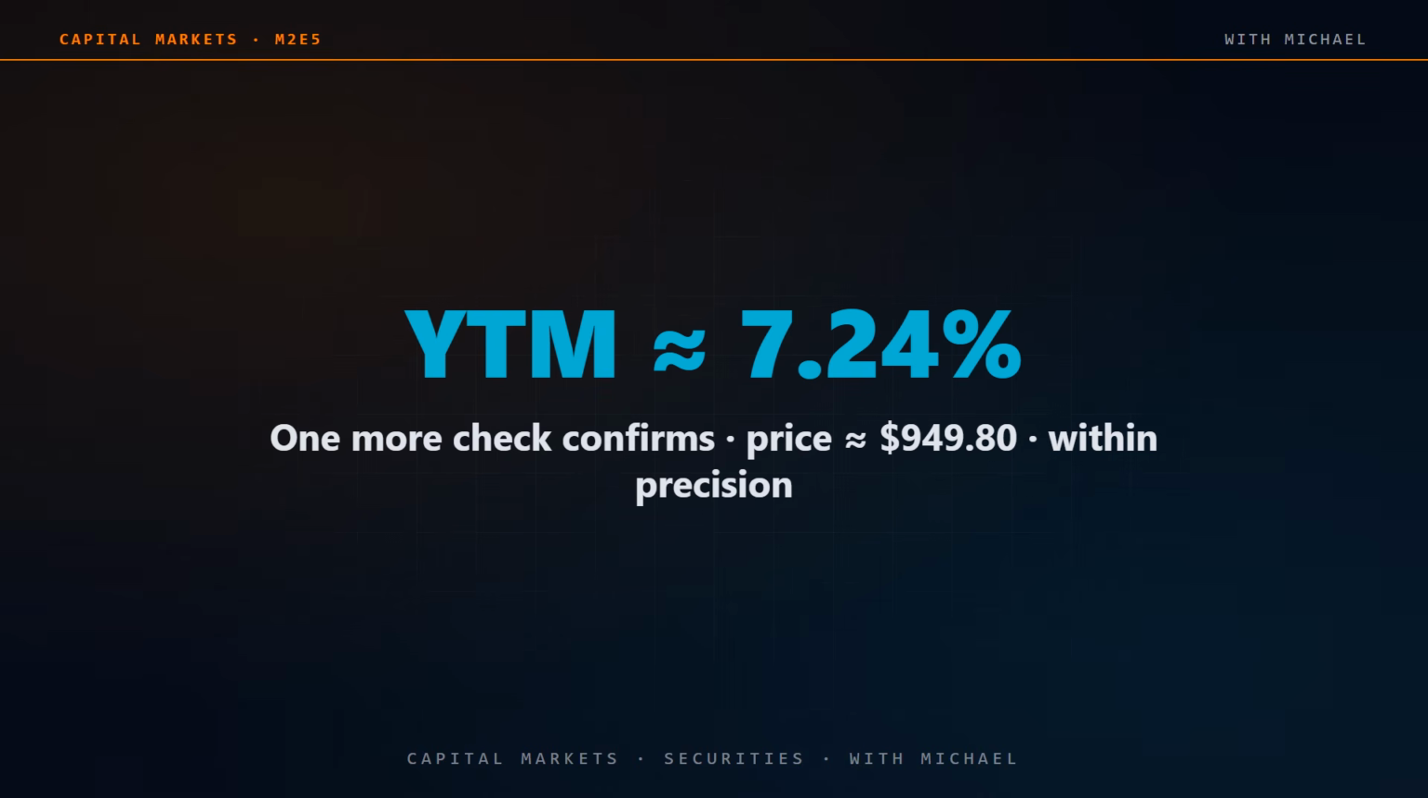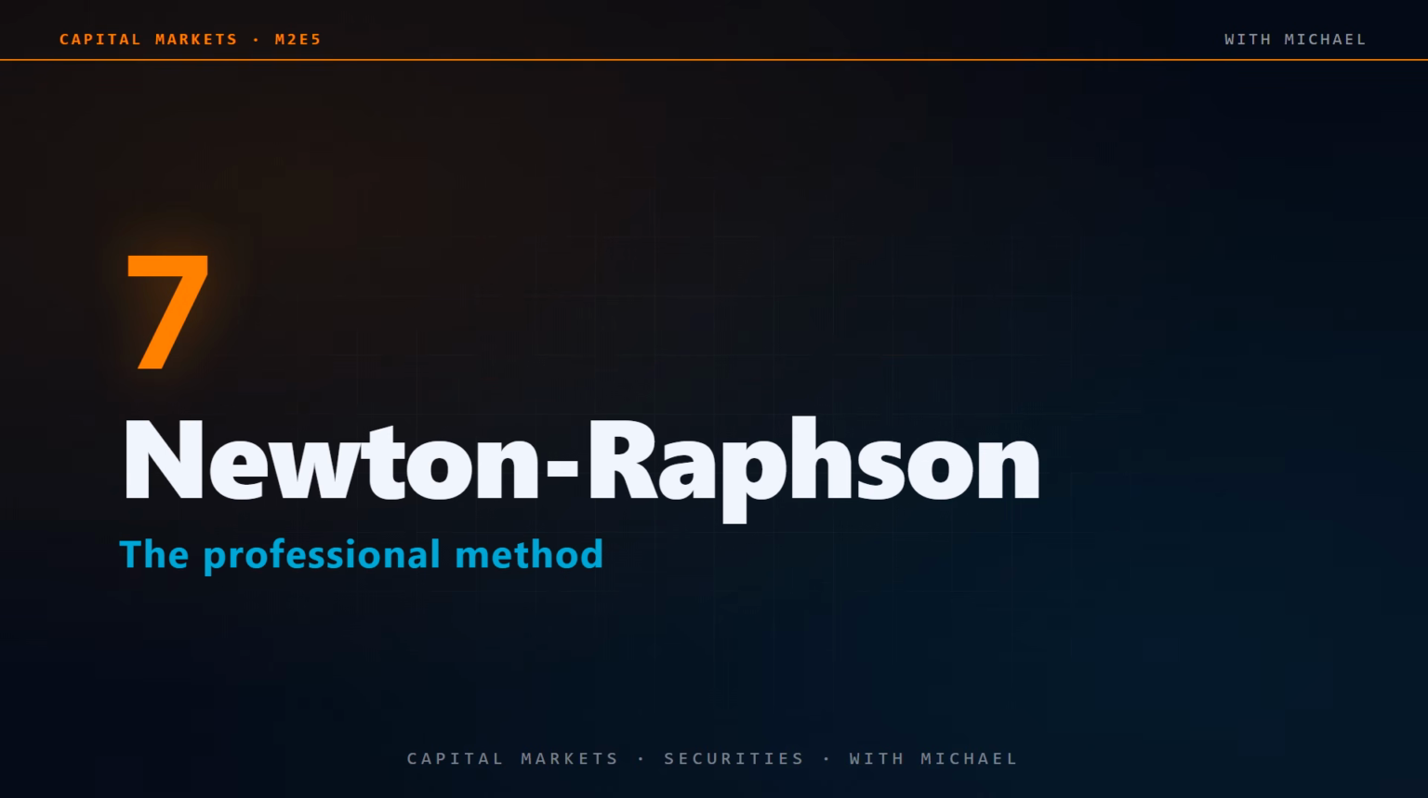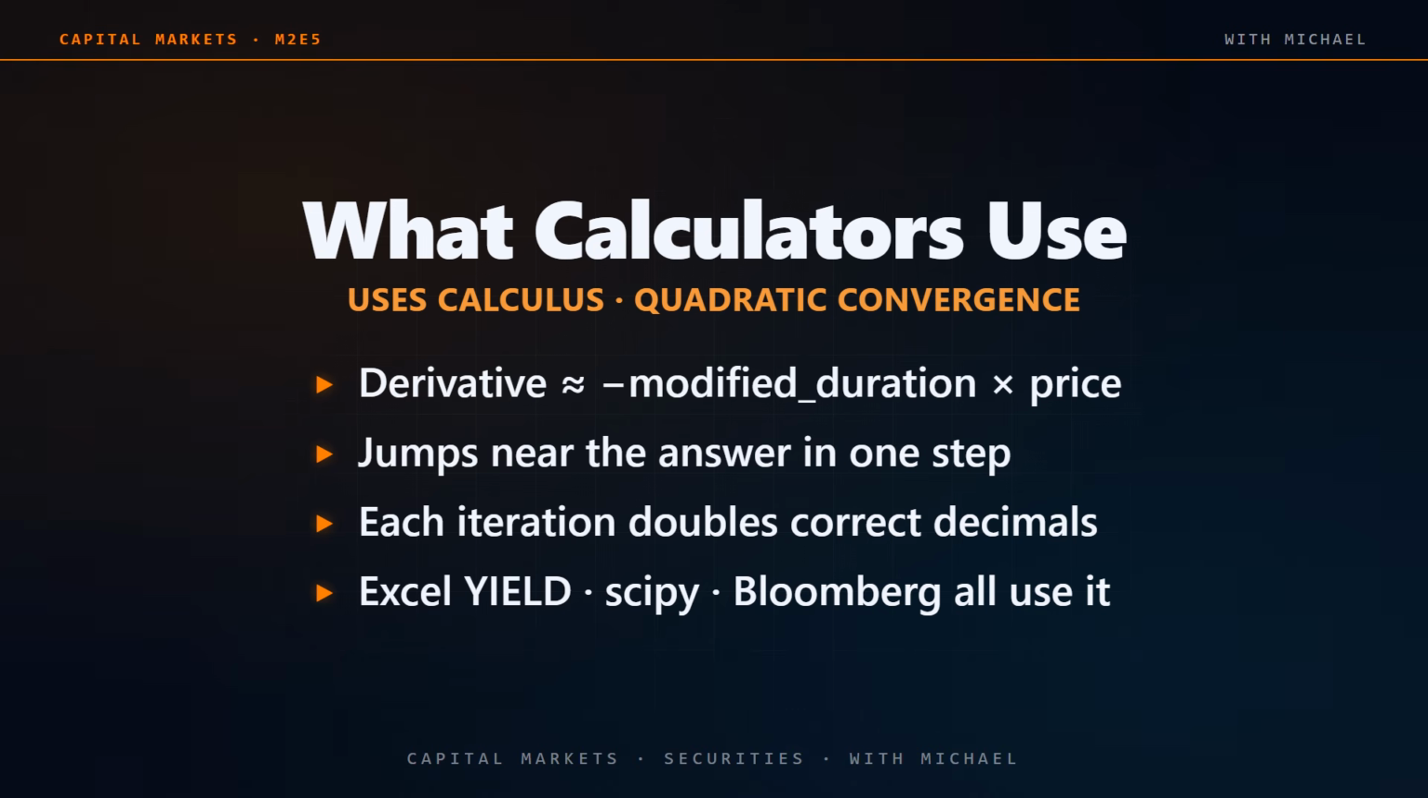Section 7. Newton-Raphson, the efficient method. The linear interpolation we just used is good but not optimal. Newton-Raphson is faster. The idea is to use calculus. The derivative of price with respect to yield is approximately negative modified duration times price. Knowing this derivative, you can predict the next iteration much more accurately. Starting from our 7% guess where the price was 958.88, and using the approximate derivative, Newton-Raphson would jump to about 7.23% in one step, very close to the answer.